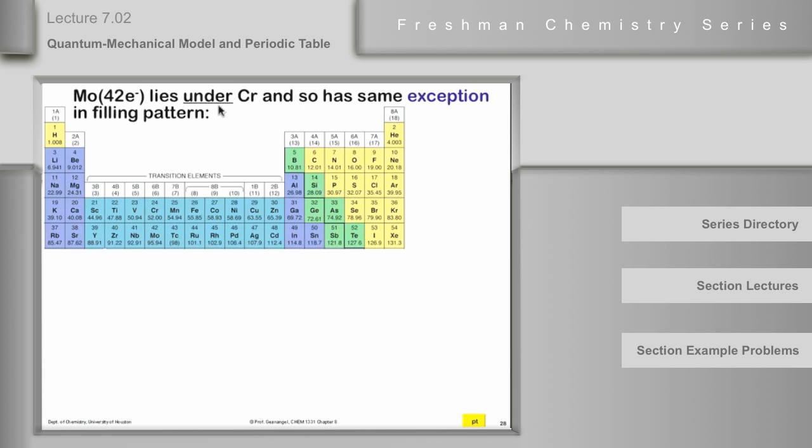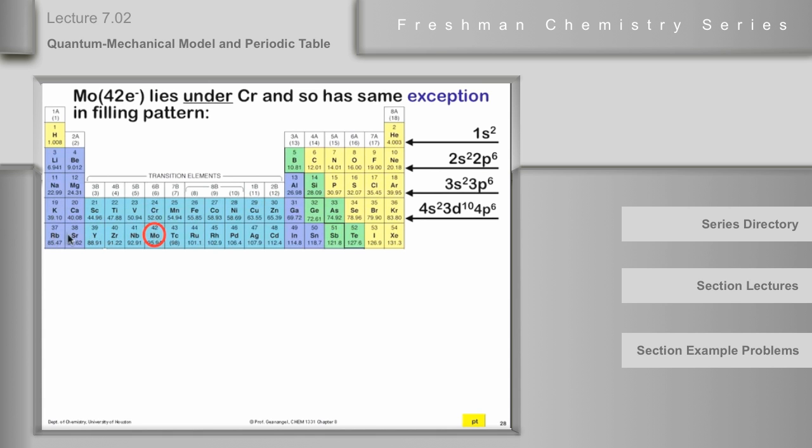Molybdenum lies under chromium, so it has the same exceptional pattern as we talked about. Here's molybdenum right here. So if we're going to do the electron configuration, we'll start at the top of the table: 1s2 for the first period, 2s2, 2p6 for the second period, 3s2, 3p6 for the third period, just like strontium. Now we have 4s2, 3d10, 4p6. Okay? And then 5s2, 3d4. Wait a minute, that's not right. It's under chromium.